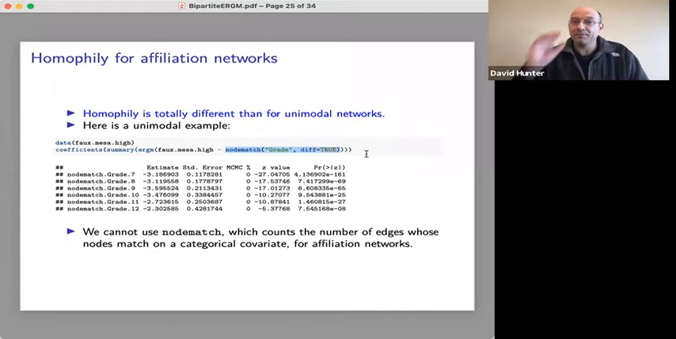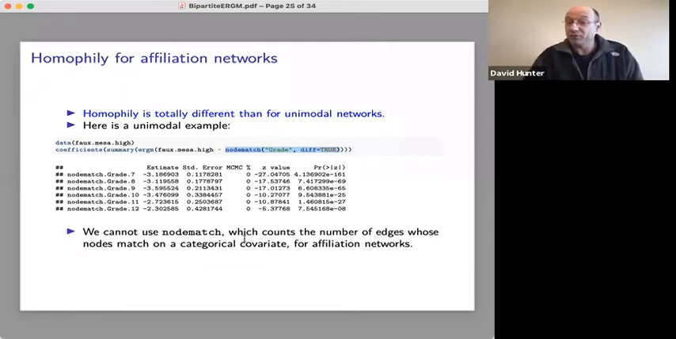Nodematch counts the number of edges on which both of the nodes match on whatever attribute we're interested in. So in this case, we're interested in matching on grade, and we have specified that diff equals TRUE, which means we're interested in differential homophily, which means that each of the separate levels of the grade factor gets its own term in the ERGM. Again, nothing complicated about this. It does not destroy dyadic independence of the model, and so this is easily fit using logistic regression.